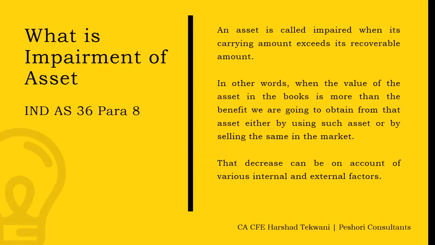Now recoverable value is of two types. One, by using that machine, its value in use. Number two, by selling that machine. By selling that machine, I can get an amount. That's also a recoverable amount. So if either of the two is less than the carrying value, the book value of my machine, then I need to recognize the smaller amount as the value of that machine, and the difference will be recognized as an impairment.